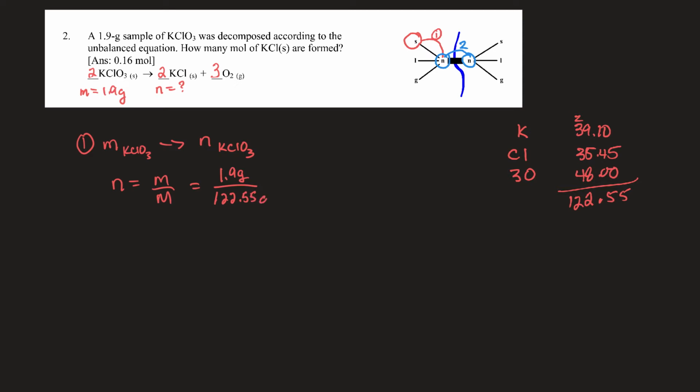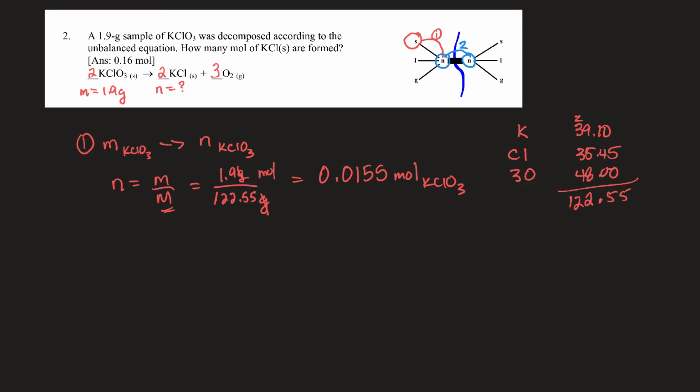122.55 grams per mole. Those are the units for molar mass all the time. Grams cancel. I'm going to come up with moles. Let's put that answer in the calculator. So I've got 1.9 divided by 122.55. So I'm getting 0.0155, etc., moles of KClO3.